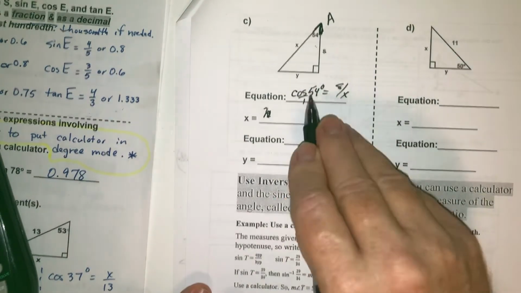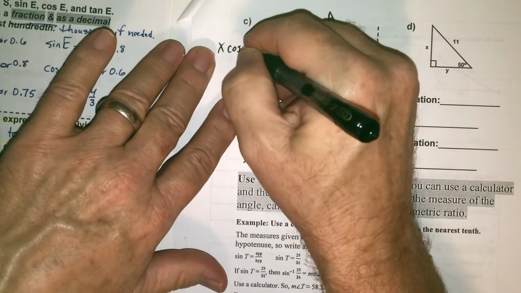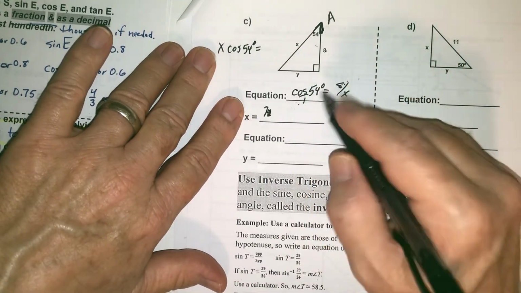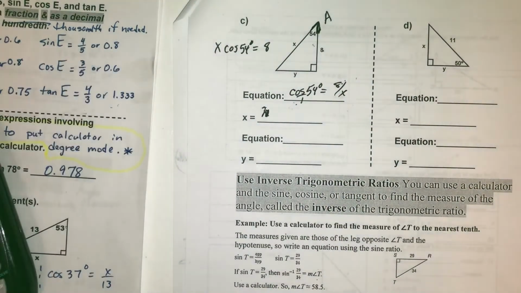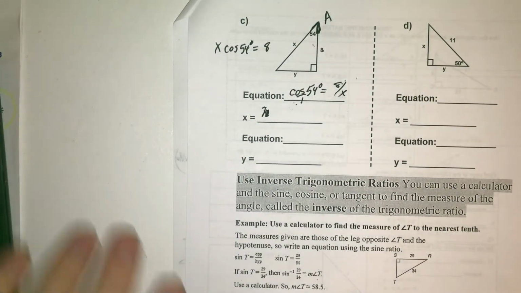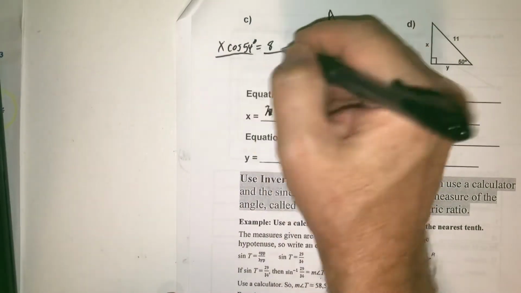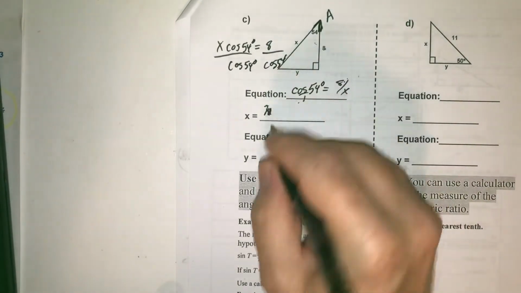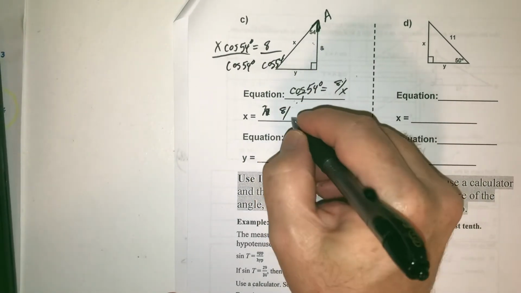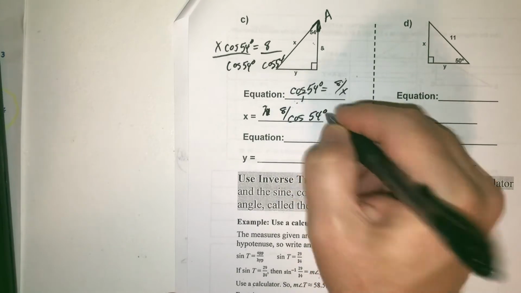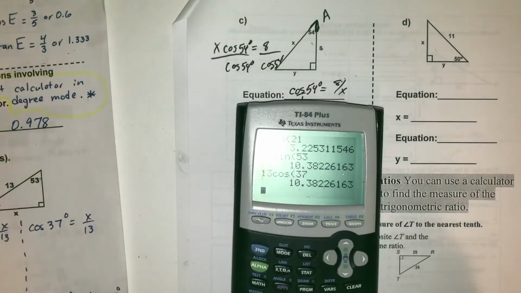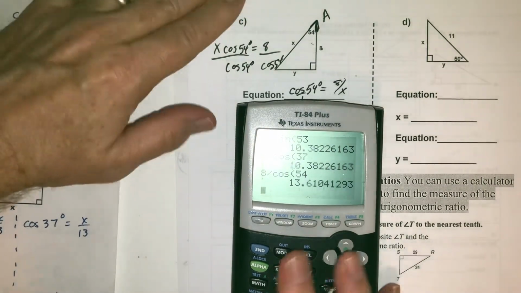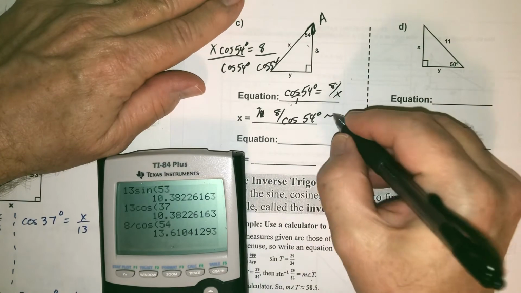I would do x times the cosine of 54 degrees. That's still going to be a number, and that's going to be equal to the other cross product, 1 times 8, which is 8. Then I would need to do one more additional step to solve that for x. I would need to divide by the cosine of 54 degrees. So when it says x equals, you could put 8 divided by the cosine of 54 degrees. That would work for you. I'm going to go ahead and put that in: 8 divided by cosine of 54 degrees.